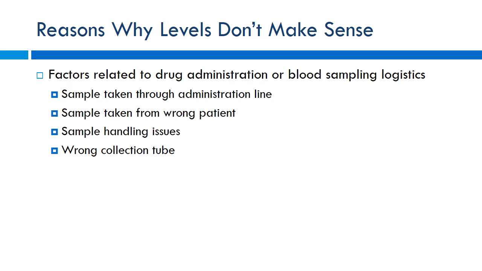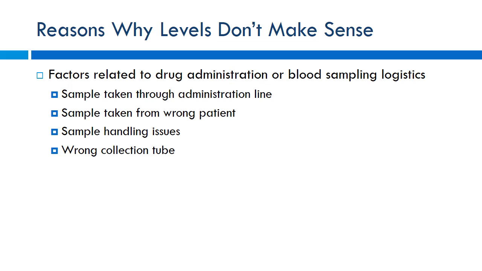Other things you can look at, so looking at the actual blood sampling logistics, was the sample taken through the administration line? For instance, if I just ran vancomycin through an IV line and then I pull the blood off of that line, it's probably going to be high, right? So that's one of the things we run into. They'll say, oh, the level is 50, and I'm just like, well, was it drawn from the same line that the drug infused through? Yeah, okay, that explains it, got it.